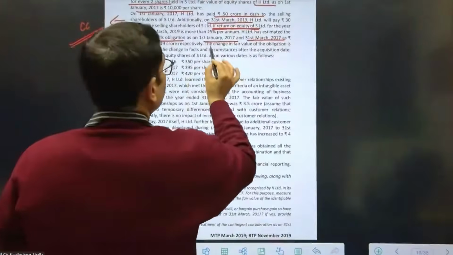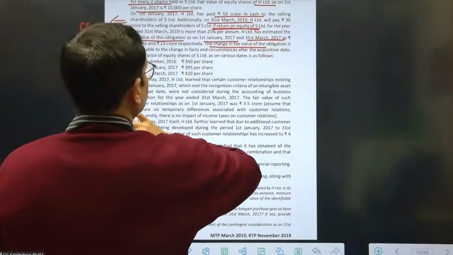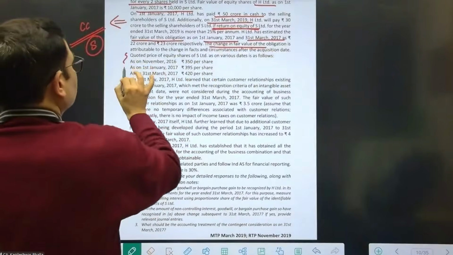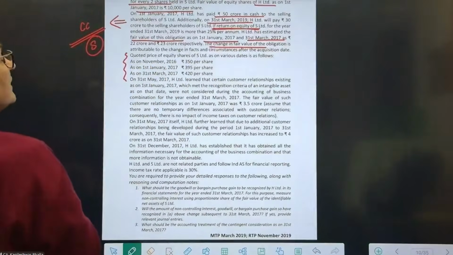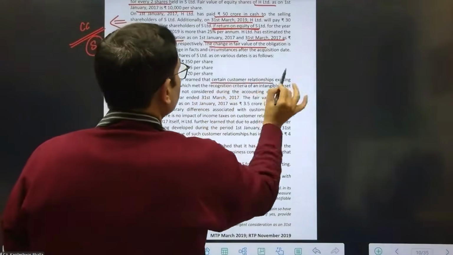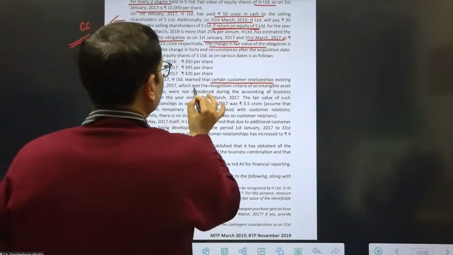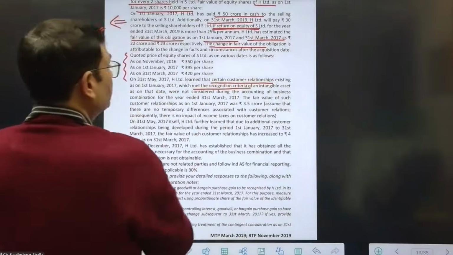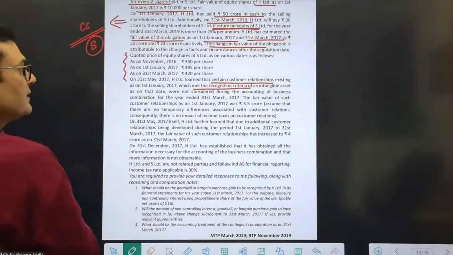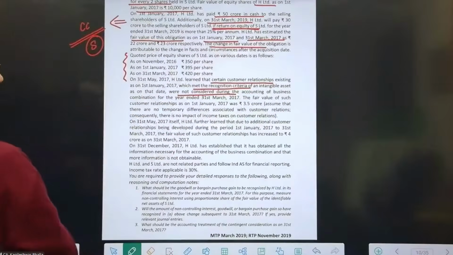He says the changes in the fair value is attributable to changes in facts and circumstances. The quoted price of the shares are given. Then he says on 31st May, H learned that certain customer relationship existing on January 18, which met the recognition criteria of an intangible asset, were not considered during the accounting of business combination.